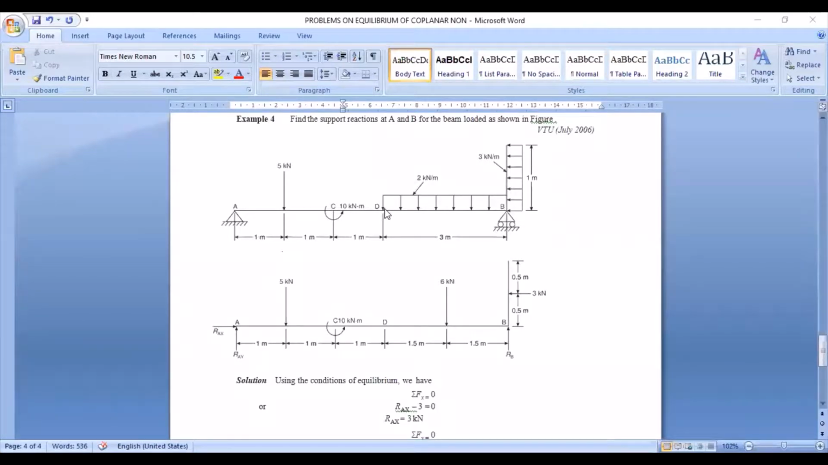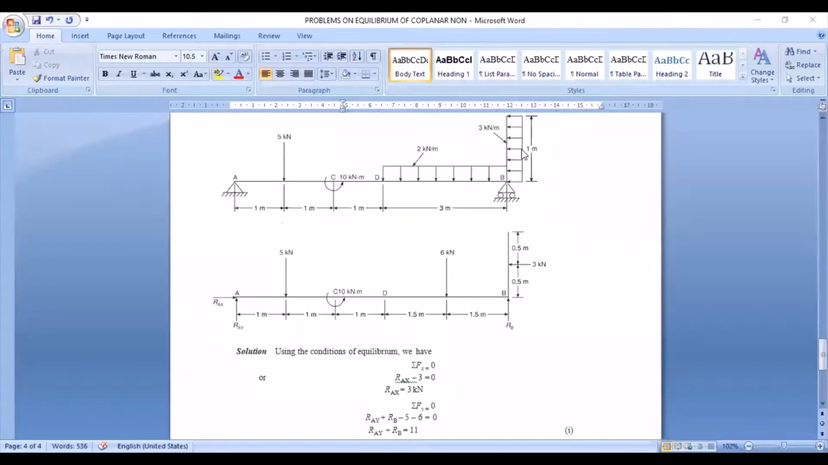You have a UDL which is acting along this span, that is from D to B. Next, you have one more UDL which is acting at point B with 1 meter span. So nothing much to worry about in this problem. You have 2 UDLs, one in vertical direction and one in horizontal direction. The conversion and location is going to be the same as in usual UDL. So we shall see how we draw the free body diagram.